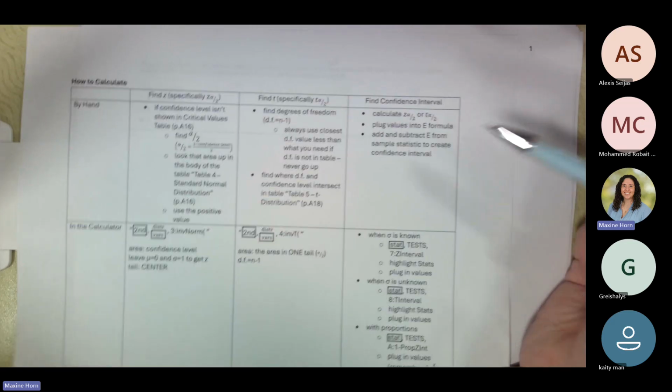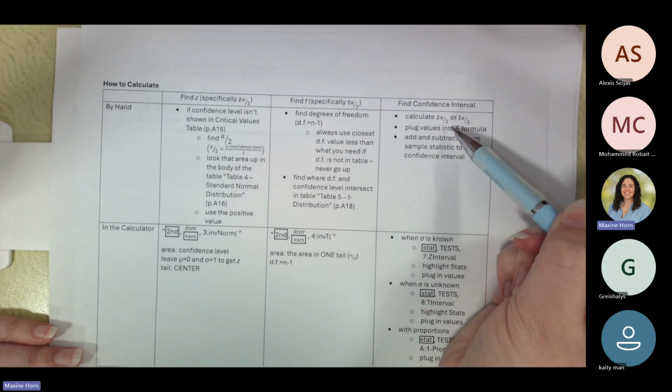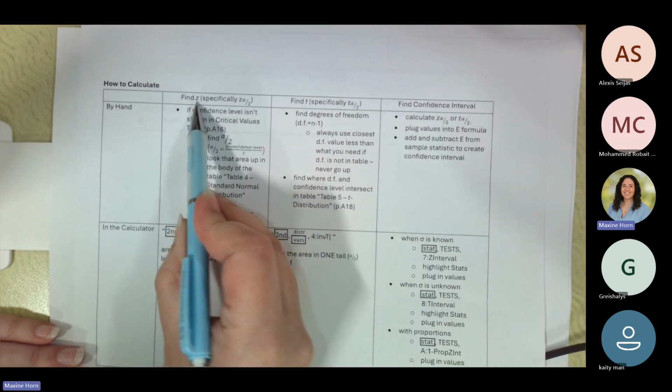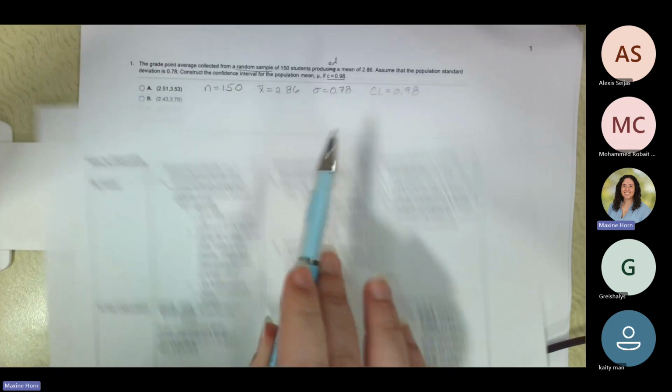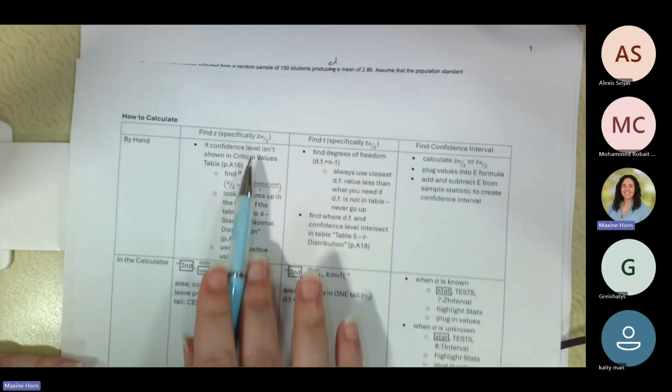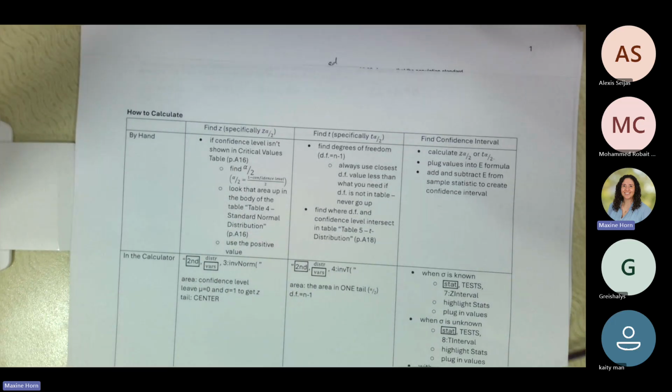Okay. All right. So I shouldn't have taken that away because calculate your Z alpha halves. Okay, well, how do I find my Z alpha halves? If your confidence level, which by the way, our confidence level is 98%, isn't shown in your critical values table that's in your book, then you're going to do these steps. So let's grab the book. And remember, even if you're taking the class online, you have access to the textbook. I know sometimes people don't like to look at the textbook, but you can.